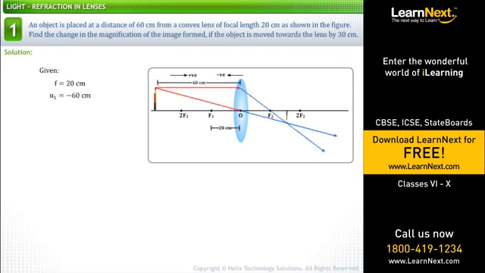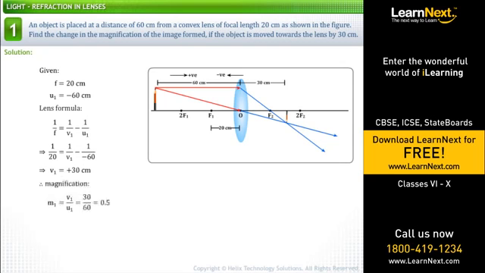You can calculate the image distance v using the lens formula 1 divided by f is equal to 1 divided by v1 minus 1 divided by u1. On substituting the values and simplifying, image distance is 30 centimeters. You can find the magnification m1 as the ratio of image distance to object distance, which is equal to 0.5.